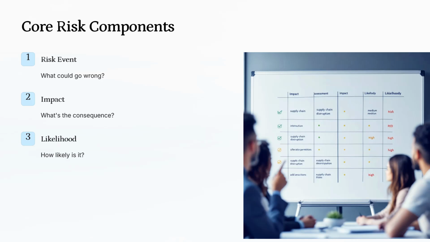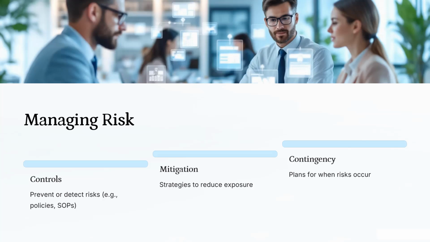Now, controls, mitigation, and contingency. 3 different tools, often confused. Controls are actions that reduce the chance or severity of a risk. Think firewalls, standard operating procedures, approvals. Mitigation refers to broader strategies to keep risk within acceptable levels. Contingency is your backup plan for when risk actually hits. Think disaster recovery or crisis response plans.